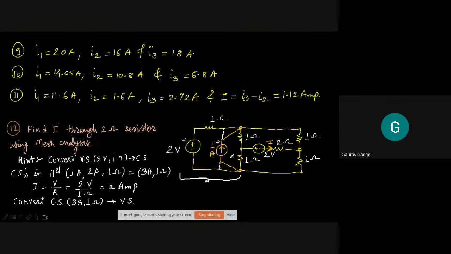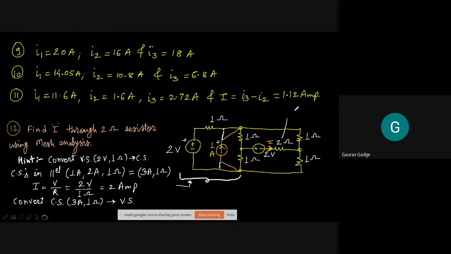Okay. So if you solve this particular part with these hints, and considering this 2 ohm resistance as... sorry, this 2 ohm cannot be a dummy element. The reason is that 2 volt is your voltage source, so therefore this is not a dummy element.